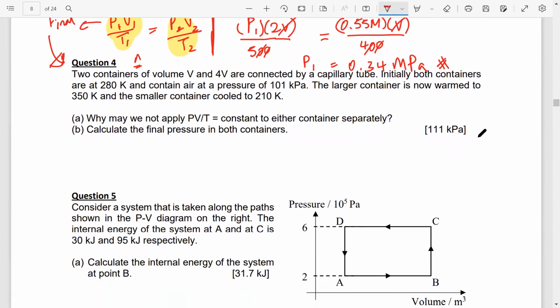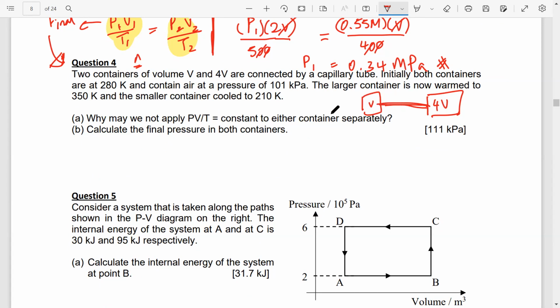Question 4. Volume V, 4V, connected by a capillary tube. Okay, so what happens here is you have two volumes. Okay, you have a V and a 4V, and they're connected by a tube of negligible volume. So the larger container is warmed up. Okay, the first part, why may we not apply PV over T to each container separately?